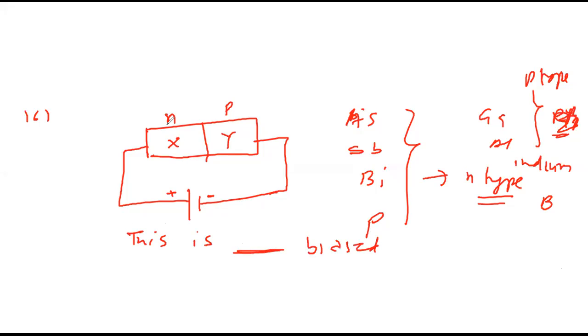Explaining till X is N type and Y is P type was difficult. After that it is easy, no? N is connected to plus, P is connected to minus. This is which type? Reverse biased. Correct. So option D.